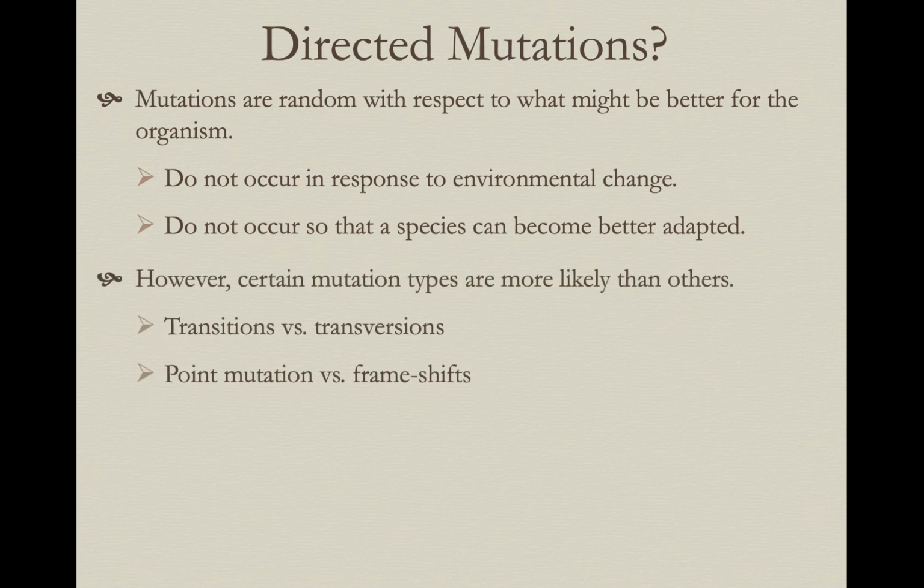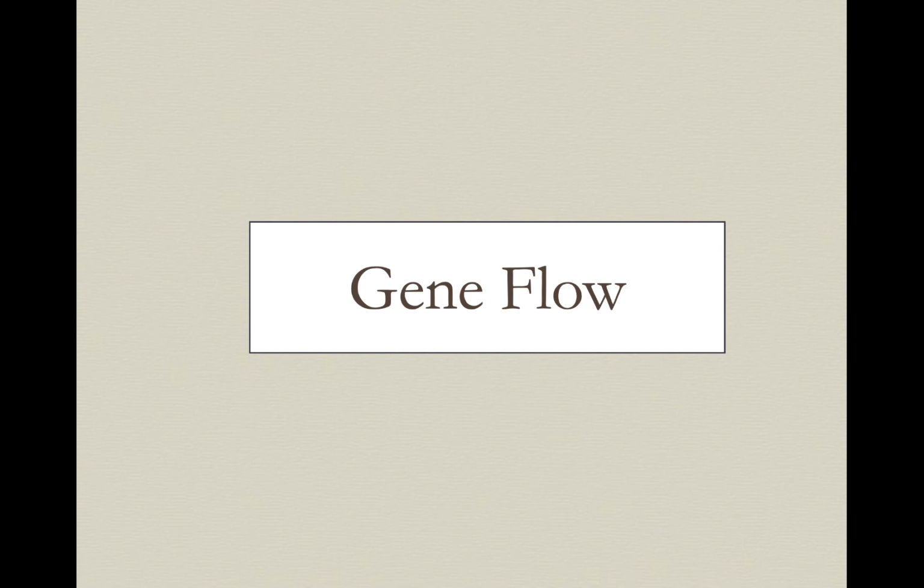Now, having said that, yes, certain mutation types are more likely to occur than others. Transitions are more common than transversions, and point mutations tend to be seen more than frameshift mutations. But from a functional point of view, with regard to the evolutionary trajectory of a species, mutations are random. Let's now move on to talking about gene flow.